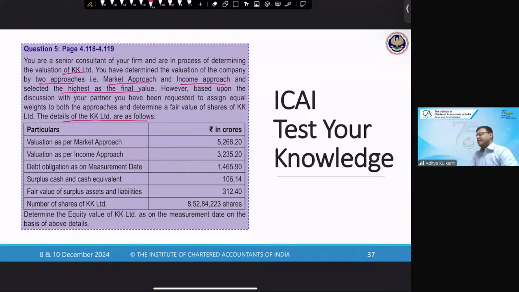Details of KK Limited: valuation as per market approach, income approach, debt obligation on measurement date, surplus cash and cash equivalents, fair value of surplus assets and liabilities, and number of shares. Determine the equity value of KK Limited as on the measurement date on the basis of above details. Is it okay? Go through the question once again.